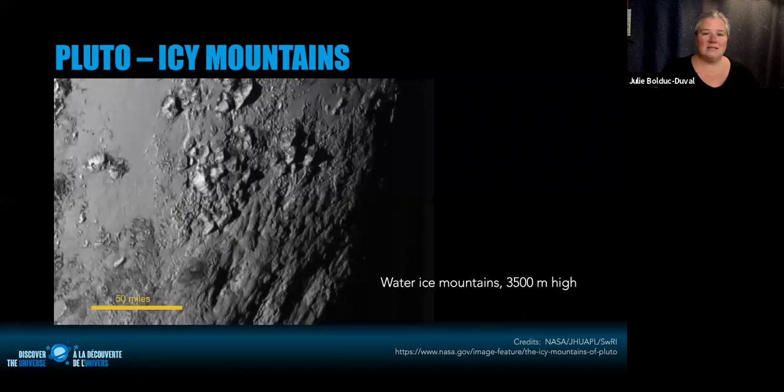We can see some icy mountains. These are water ice mountains up to over 3 kilometers high. So that's pretty neat to see on the surface of an object so far away.